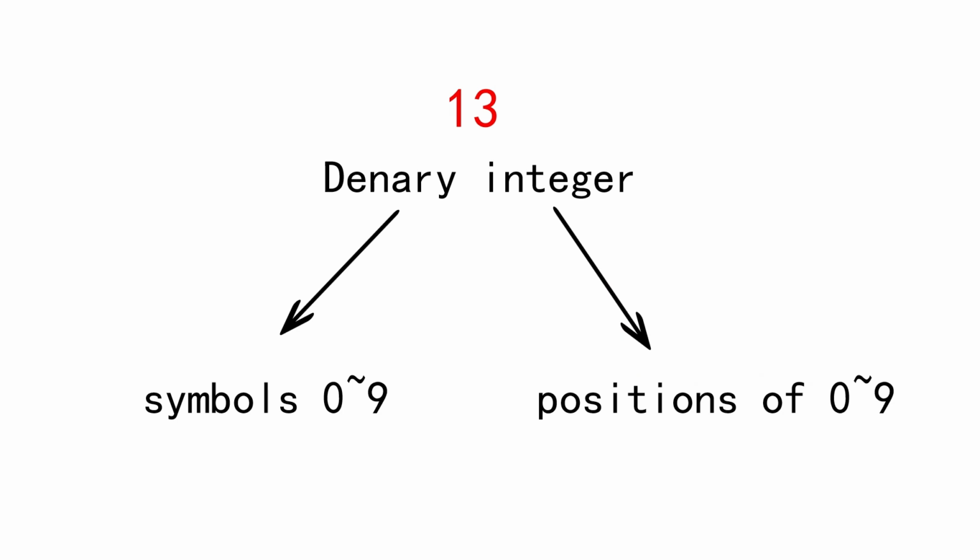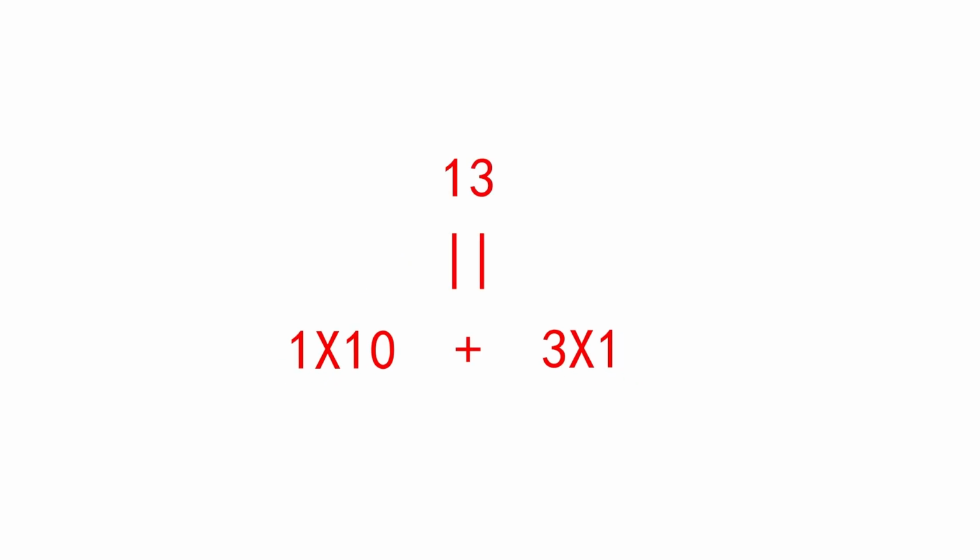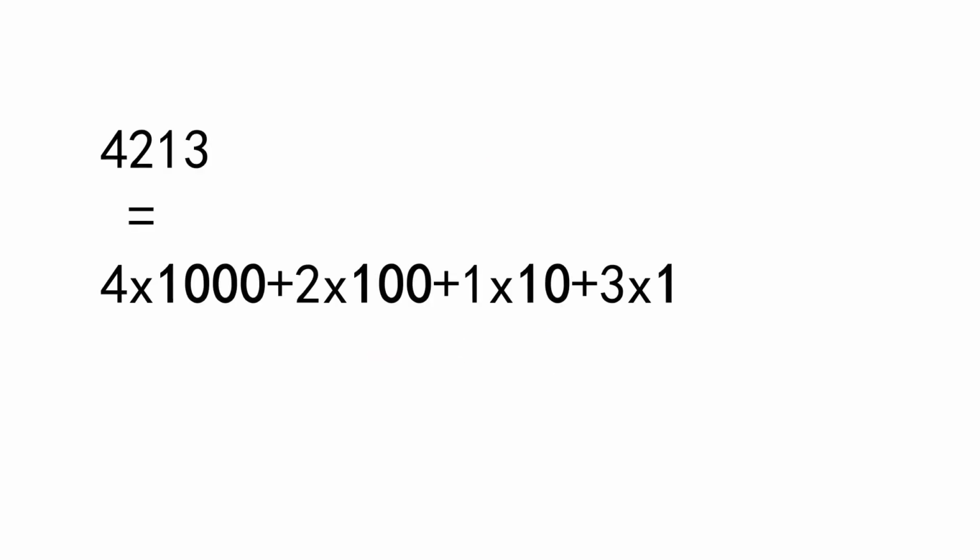idea. Now let's look at the number 13. In the decimal system, we write it as 13. Why do we write 13 this way? Because in decimal numbers, the value depends on two things: the symbol itself and its position. In the number 13, the 1 is in the tens place, so it represents 1 ten. The 3 is in the ones place, so it represents 3 ones. So the number 13 really means 1 ten plus 3 ones. That gives us 13.